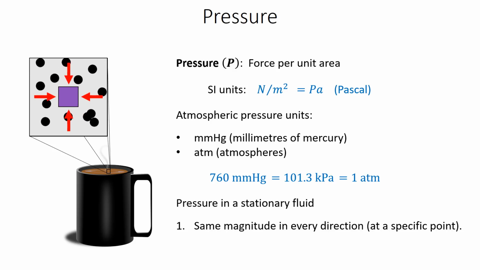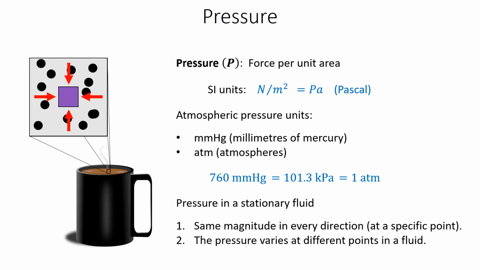In this unit, when we look at the pressure in a fluid, we are going to consider the fluid to be at rest. Secondly, although the pressure at any one point is the same in all directions, the pressure can vary from point to point within the fluid. Take a look at the next video to see exactly how pressure depends on the location within a liquid.